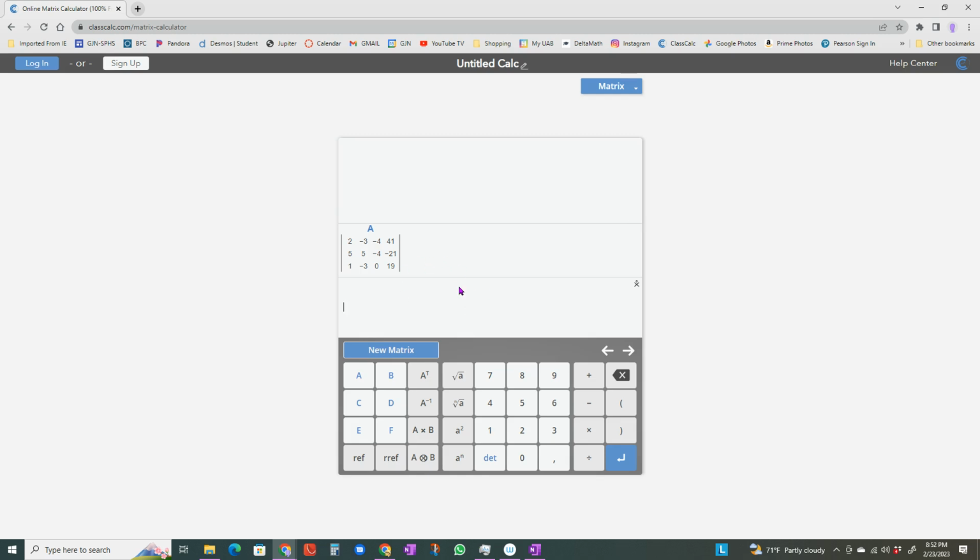Y'all, these problems are not hard, but it's worth your effort to go and check your numbers vertically with your system: negative 3, 5, negative 3, negative 4, 0, because if you mess up one little number, you're going to mess up the whole thing.